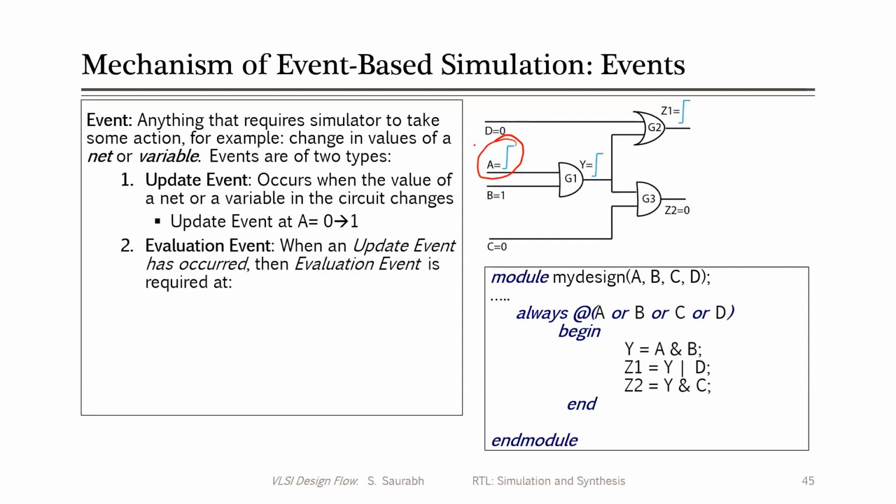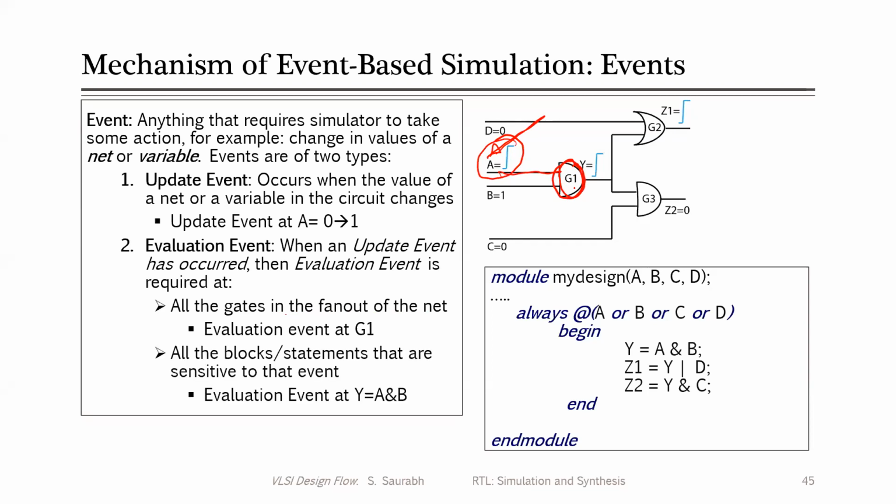The other type of event is the evaluation event, meaning that when an update event has occurred, an evaluation event is required at all the gates in the fan out of the net. If you consider this circuit, whenever an update event happens at this net, all the gates in the fan out of this net need to be evaluated. In this fan out you have G1, so you need to make an evaluation at G1. An evaluation event is set to occur at G1.